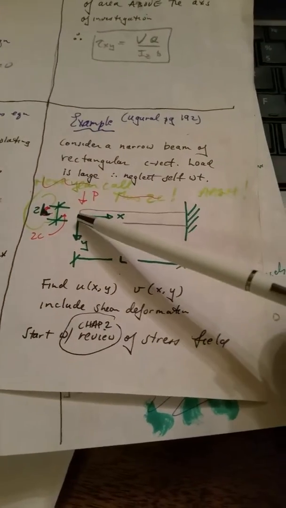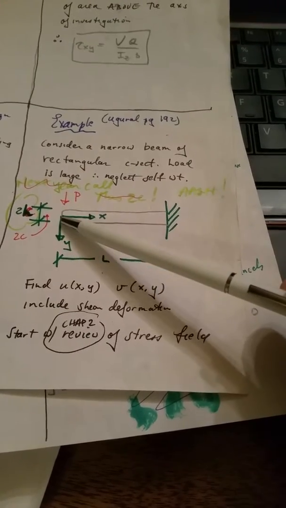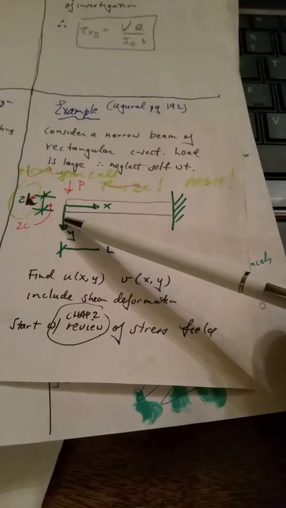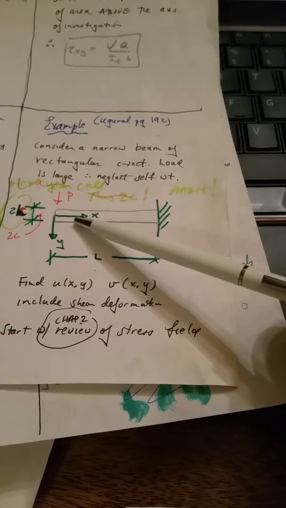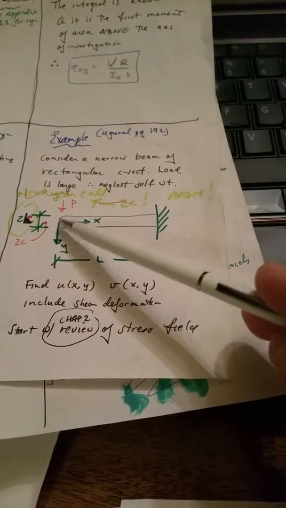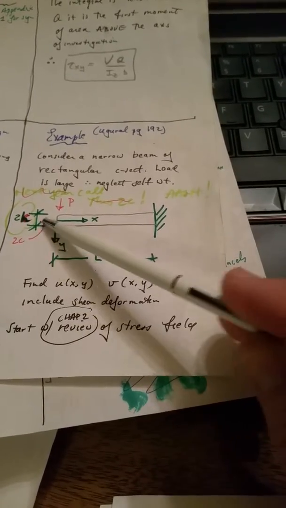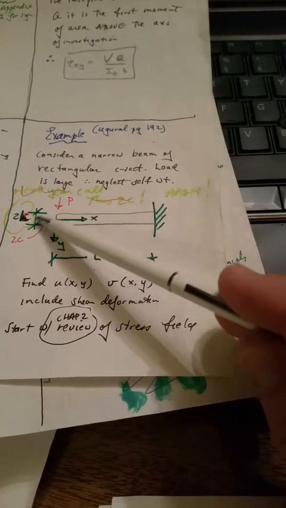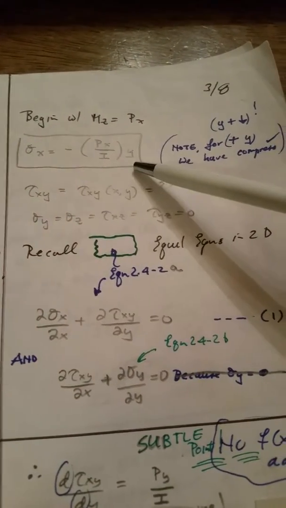At y equals plus C or minus C, the shear stress is 0, good. At y equals plus C or minus C, the sigma y is 0, very good. And at x equals 0, sigma x, pushing left and right, is 0. We got air out there, okay? Good. So we begin with sigma x is minus Pxy over I.